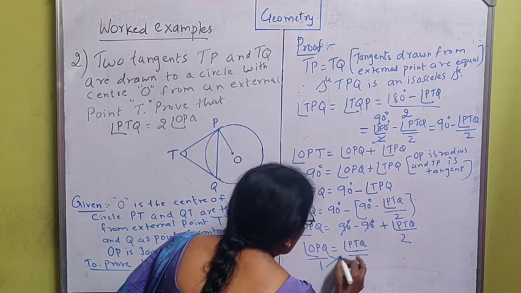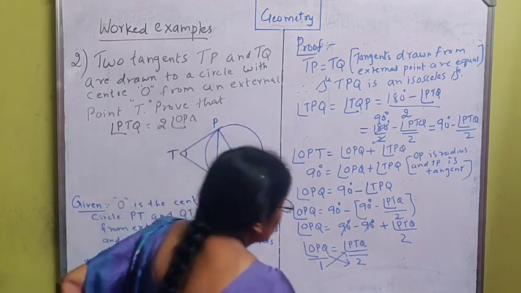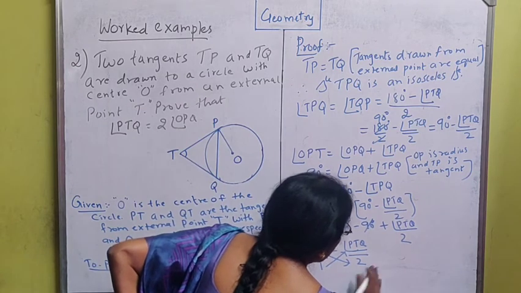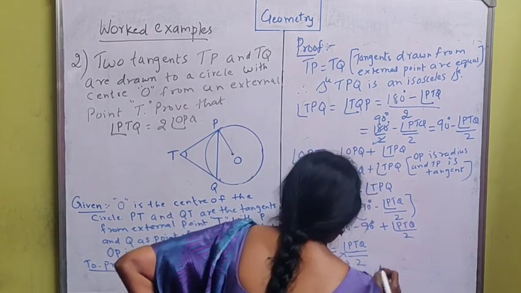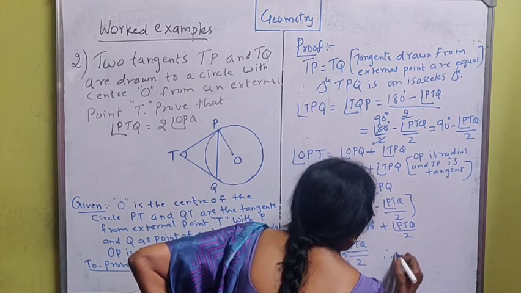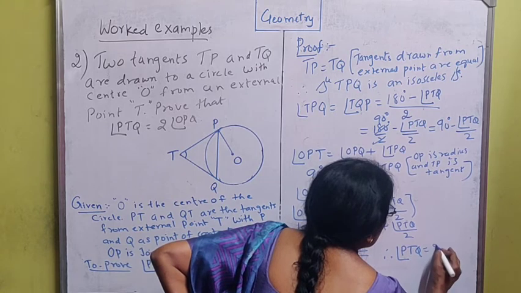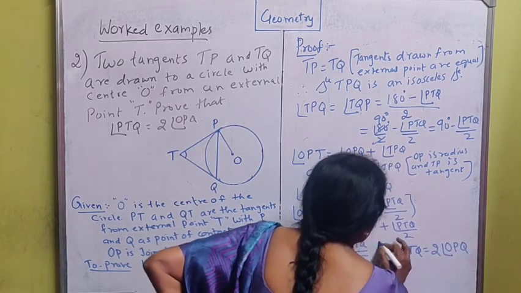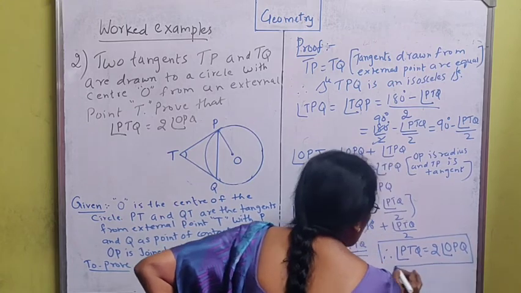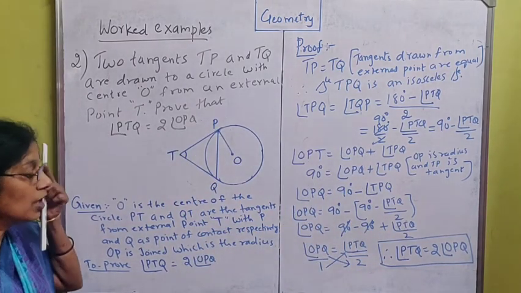So I will do cross multiplication because I wanted to find out angle PTQ. So what I got? Therefore, angle PTQ is equal to twice angle OPQ. This is the result of your example number 2. So we came to know how to do it.